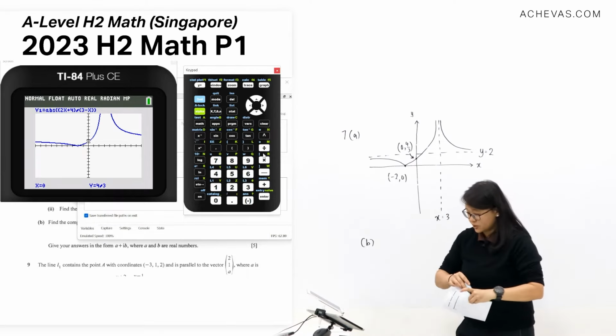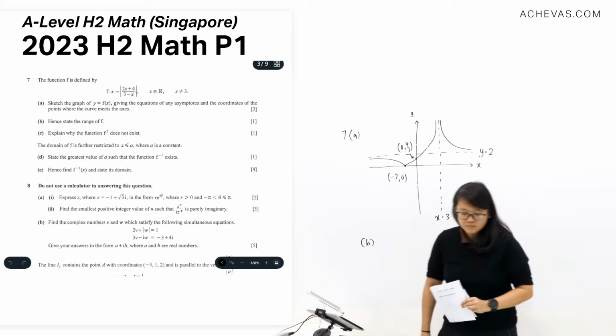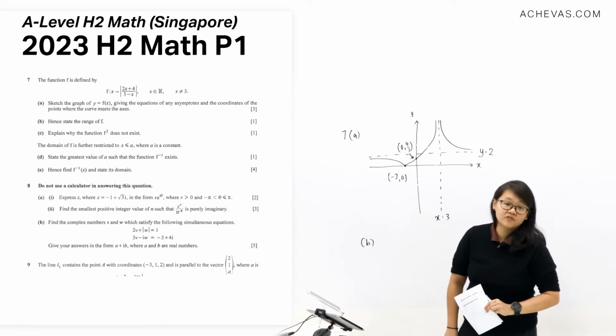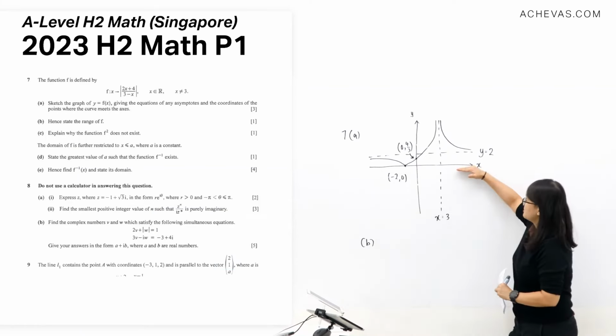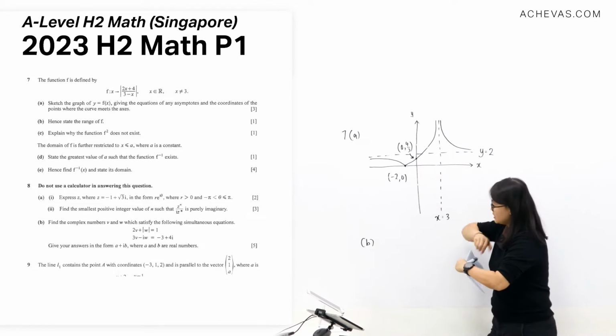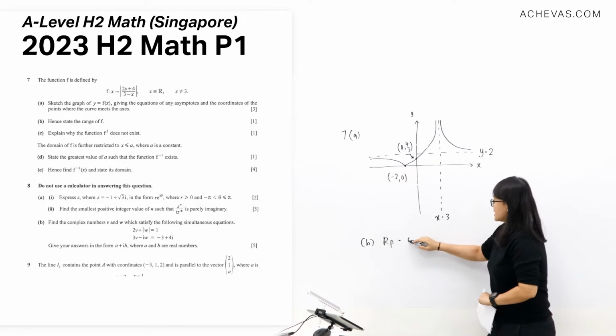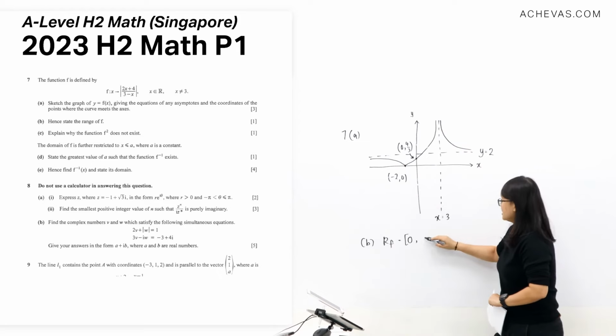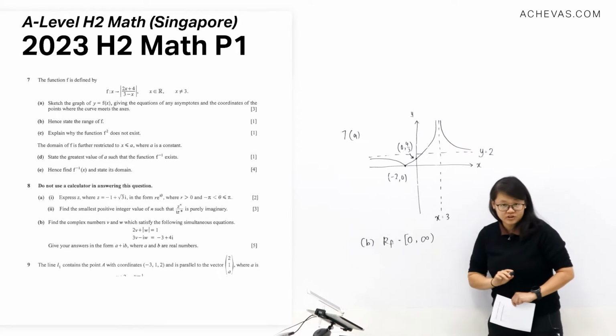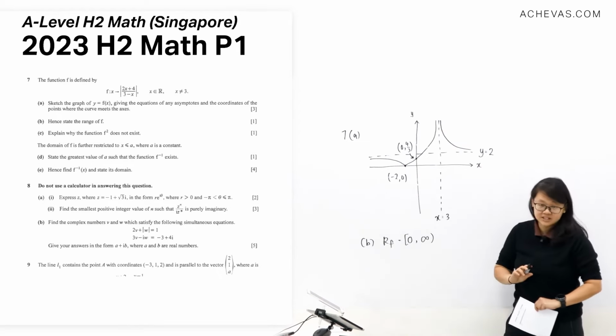Part B of this question. Hence state the range of f. Now let's take a look at the minimum. So it's this point here. So we have the range of f. Minimum is at 0. And the maximum of this graph goes to infinity. So we have the range of f from 0 to infinity.